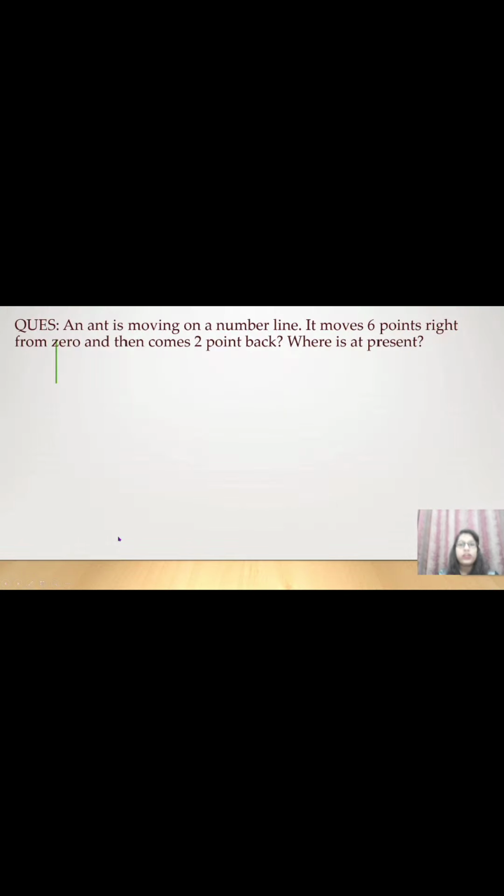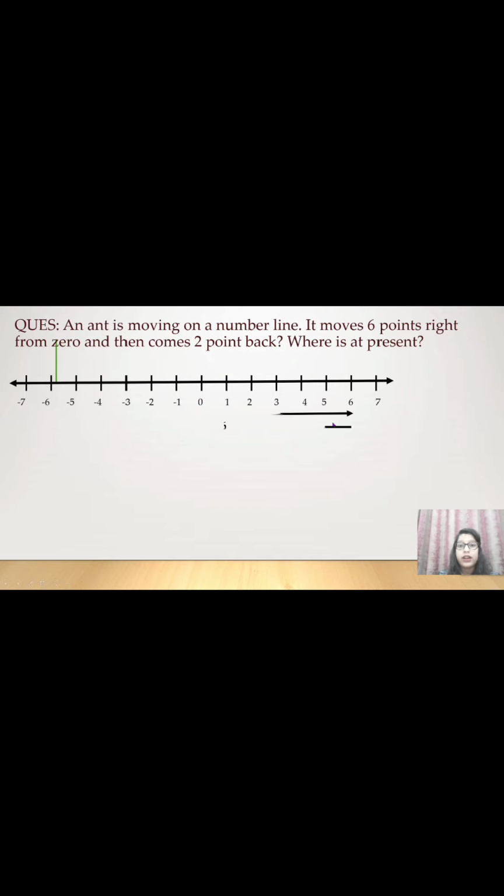Now let's take an example. An ant is moving on a number line. Suppose we have this number line, okay? It moves 6 points right from 0 and then comes 2 points back. So हमें बताना है कि वो 6 points जो है वो right जा रही है 0 से. That is from this 0, it moves 6 points towards the right direction and then 2 points back. और उसके बाद 6 आने के बाद 2 points वो back आ रही है. तो present में कहाँ पर है?